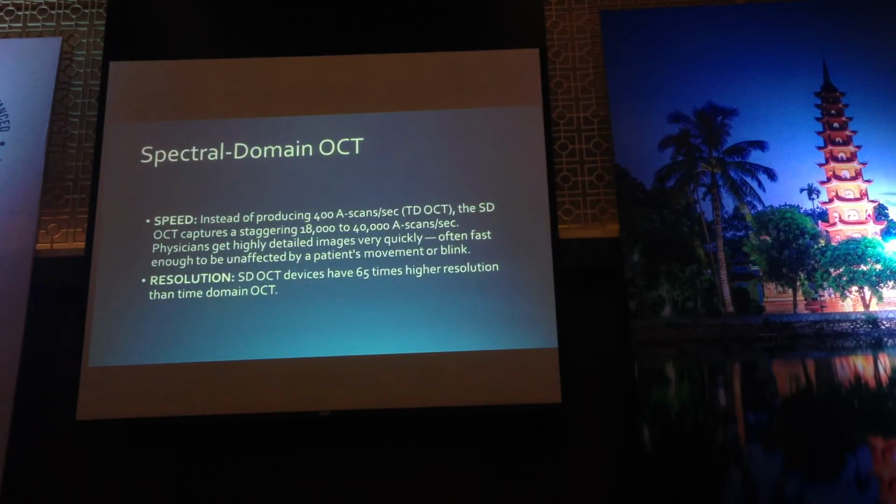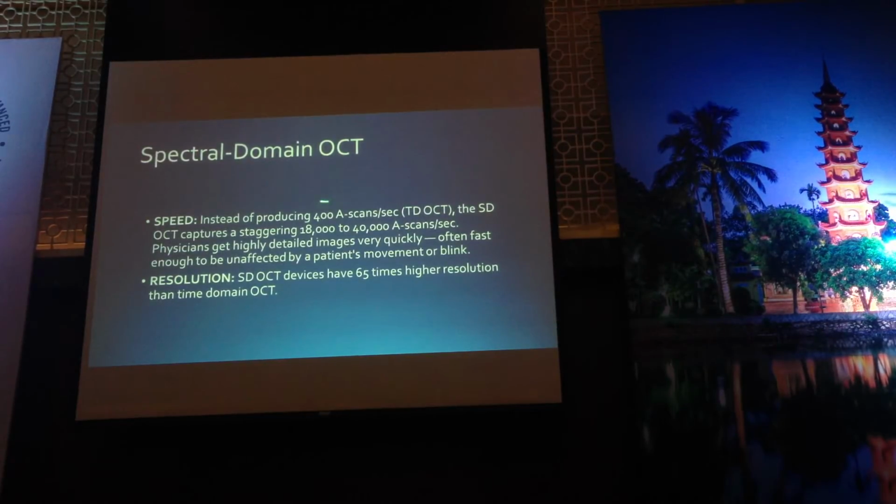Now we come to the spectral domain OCT, which is the standard that we use today. Most of the machines that we use in the clinic are spectral domain. What's the difference between time domain and spectral domain exactly? Anybody know the answer? I think the answer is on the slide already. Yeah, the number one difference is speed, the speed of the scan.